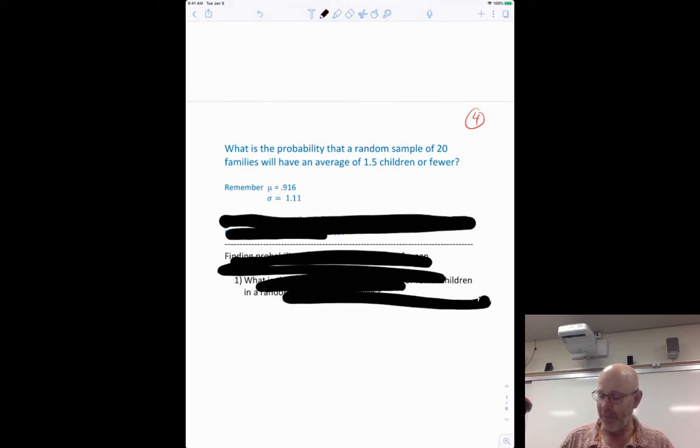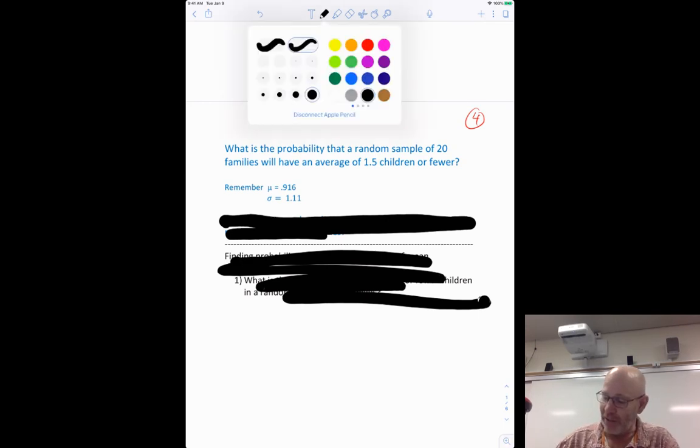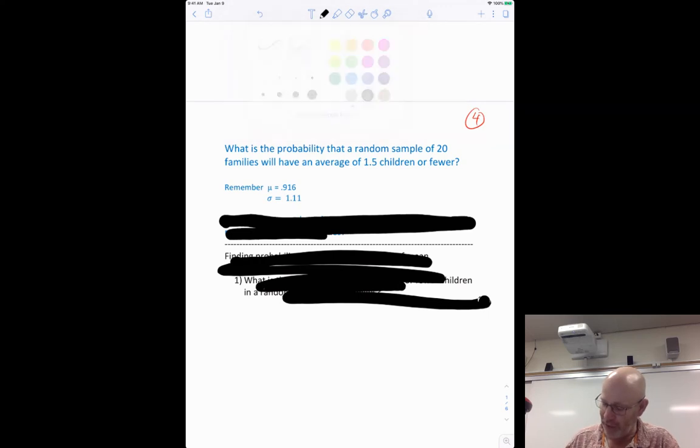So we're going to take this problem, the average number of children per family that we've been using in this chapter a little bit. I'll write it up so you can see what I'm doing here. The population has a mean of 0.916 and a standard deviation of 1.1. That's the population. And here's what we're going to do. We're going to take a random sample of 20 families, okay?